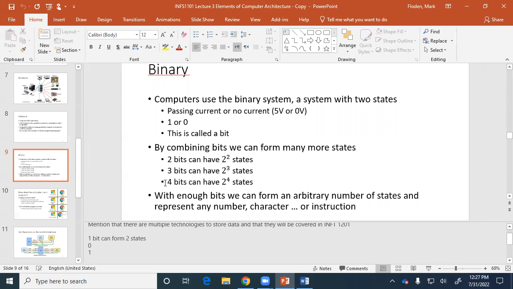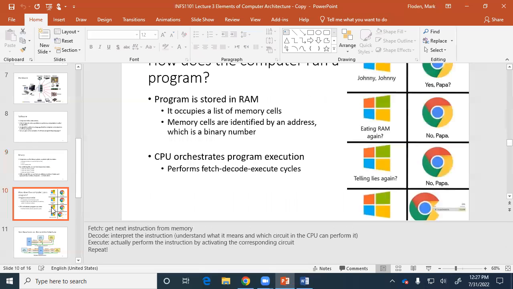256 states is enough to have a bunch of symbols. So we can use that for the Roman characters, A, B, C through Z, plus digits and a bunch of other characters. 256 is enough for that. And I think I might have mentioned the ASCII character set in a previous lecture.